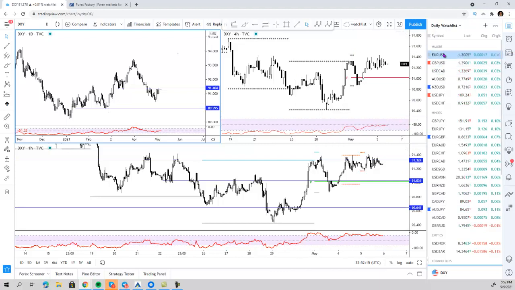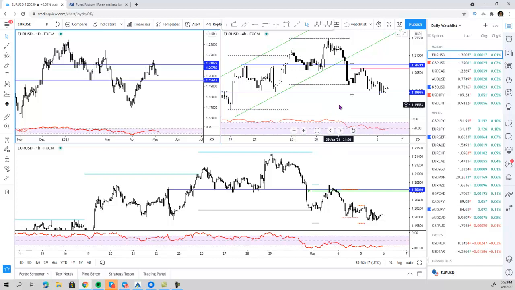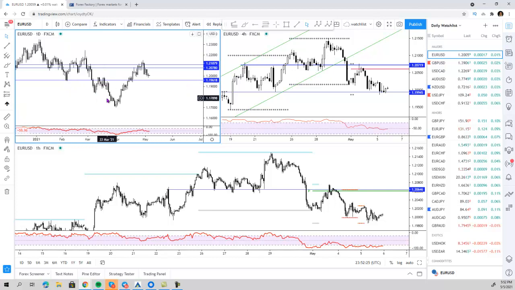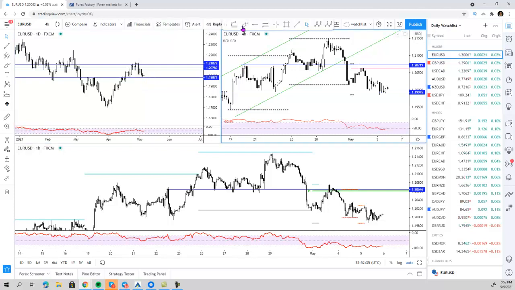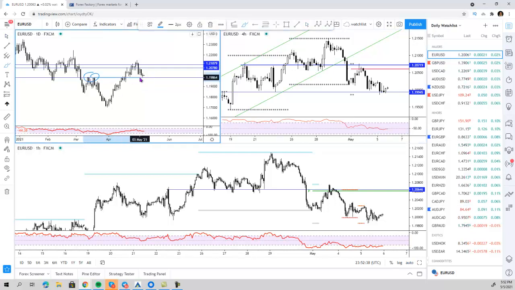Now let's look at the Euro USD and see if we can find some good entries. What I'm looking at here on the Euro US dollar, if we look at the daily, yes, it's right in the middle of nowhere, but if we move this line to the previous highs, these highs right here, you can see that we are retesting this level.